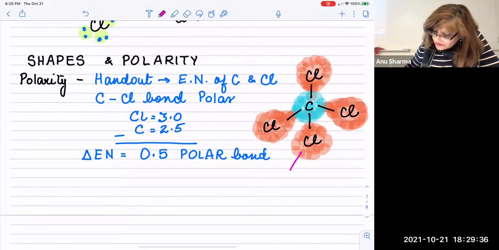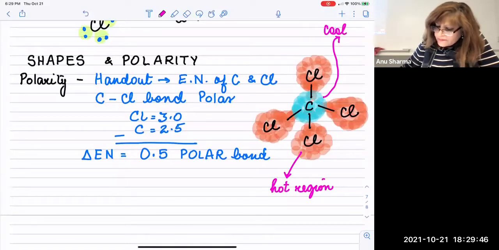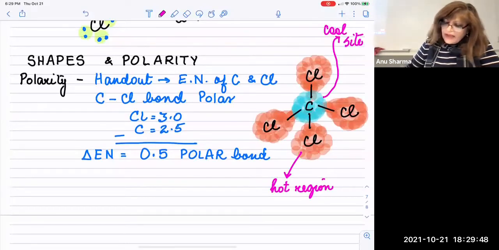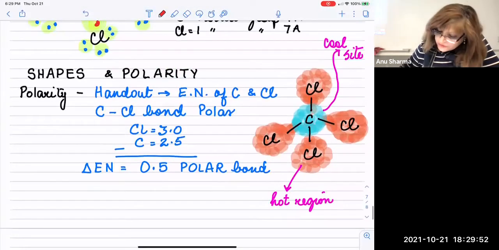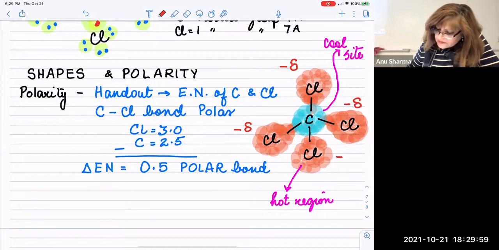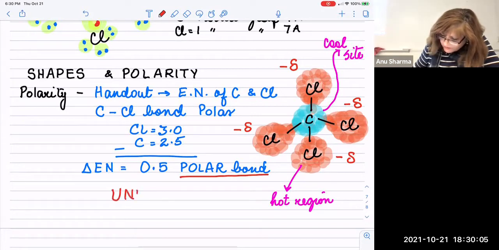So this is the hot region in this molecule, and this is cool. That means the electrons are spending more time towards chlorine. Therefore, each of the chlorines will have a delta negative charge because of that. Since these are polar bonds, this is what the polar bond means: polarity means unequal sharing of electrons.